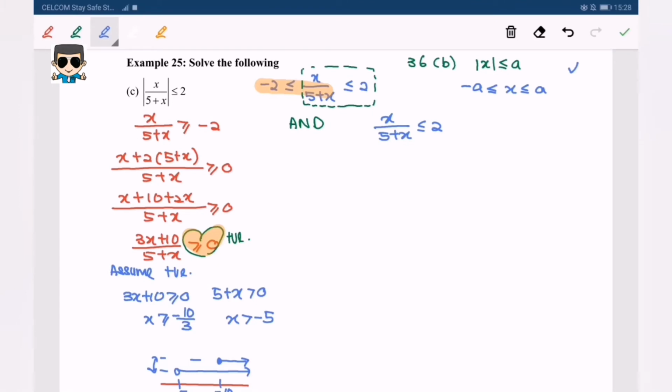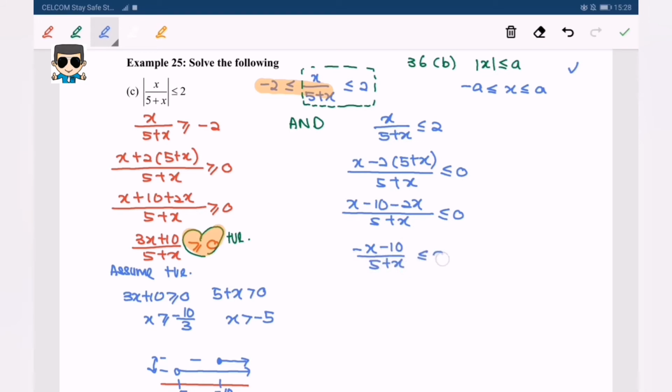Now I'm going to discuss the right hand side. Again, repeat the process. I'm going to transfer the 2 from the right to the left so that the right hand side equals 0. At the same time, I'm going to equate the denominator. So (x minus 2)(5 plus x) over 5 plus x less than or equal to 0. Then I'm going to expand. After that, I'm going to simplify. So x minus 10 minus 2x over 5 plus x less than or equal to 0. Finally, we have negative x minus 10 over 5 plus x, which is less than or equal to 0.